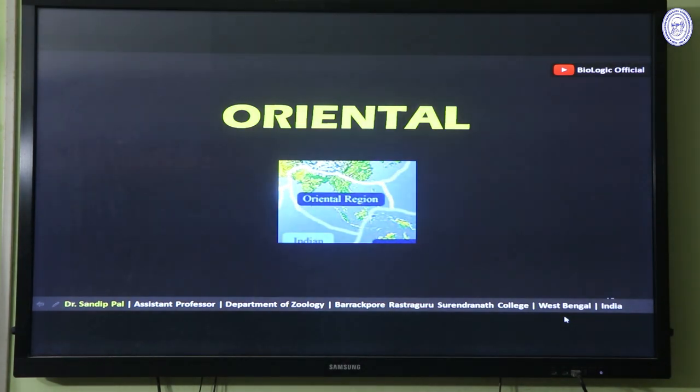Next, the subregions. The subregions of Oriental realm: number one, Indian; number two, Ceylonese; number three, Indo-Chinese; and number four, Malayan or Indo-Malaya.